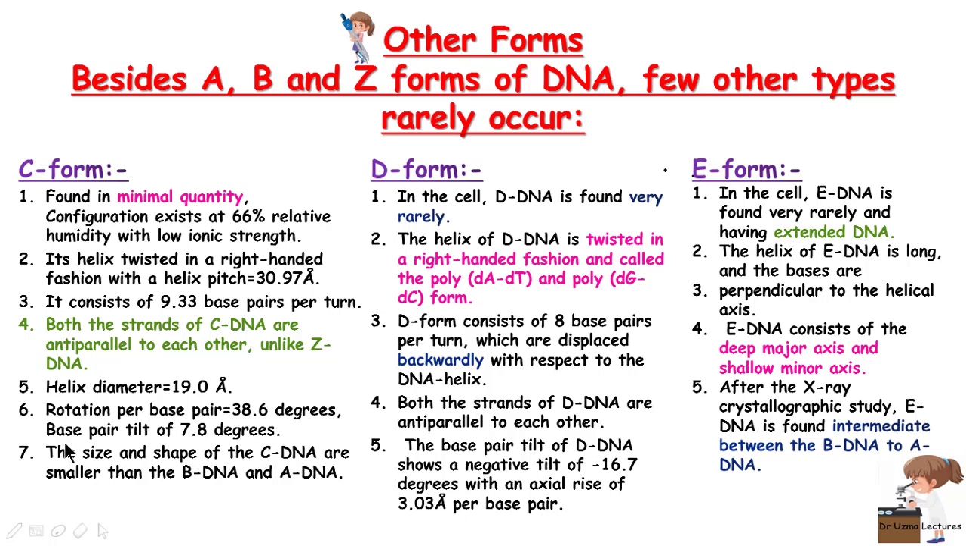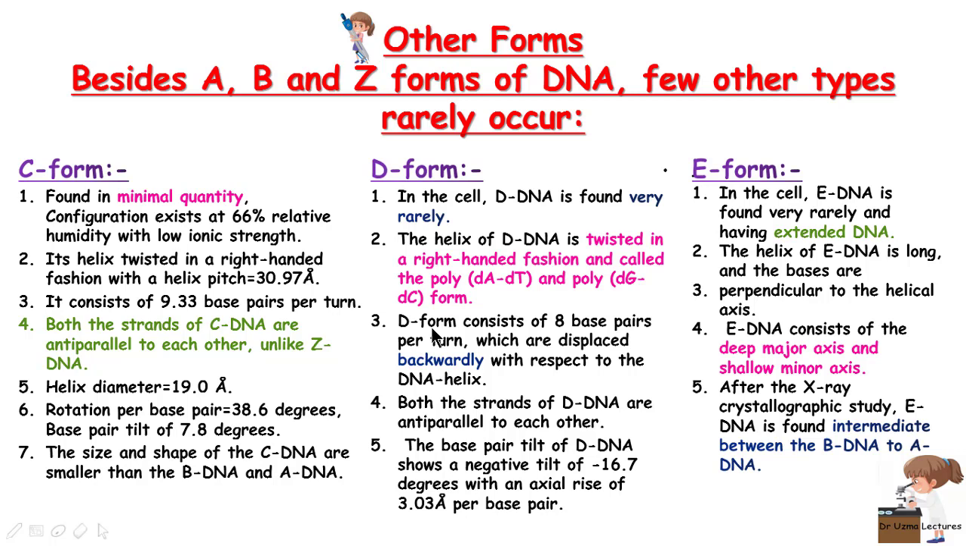Rotation per base pair is 38.6 degrees and the base pair tilt is 7.8 degrees. The size and the shape of the C-DNA are smaller than that of the B-DNA and A-DNA. D form: in the cell, the D form is found very rarely, and it is twisted in a right-handed fashion, and it is known as the poly-dAdT or poly-GC and dC form.